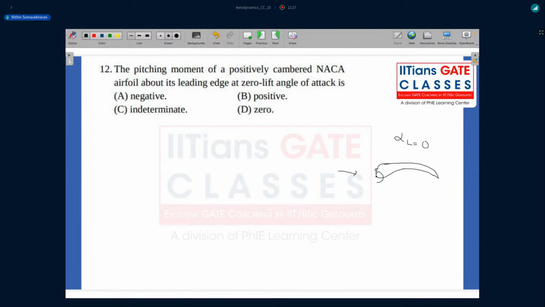Okay. So the right option here is negative, and the reason being, if you look at the expression from thin airfoil theory for the moment at the leading edge for a cambered airfoil, Cm at the leading edge is given by negative of [Cl/4 + (π/4)(A1 − A2)].